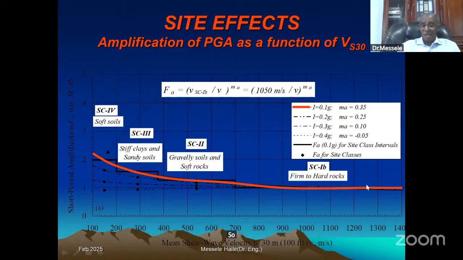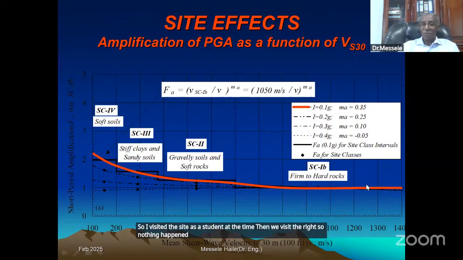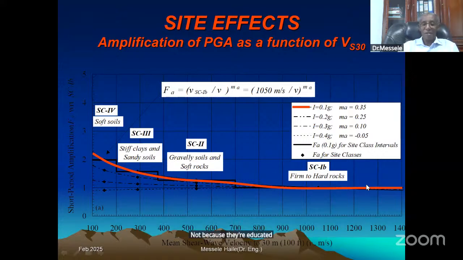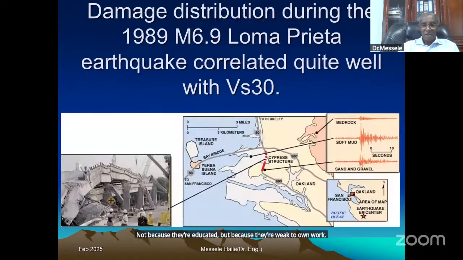So I visited the site as a student at the time. Then we visited the site, and nothing happened to the university, not because they're educated, but because they're built on rock. This is also from Loma Prieta, the famous 1989 earthquake, magnitude 6.9.